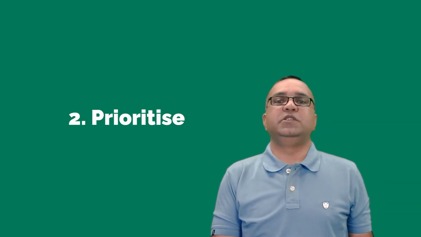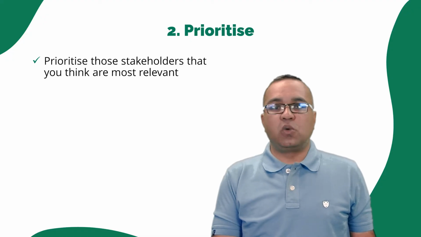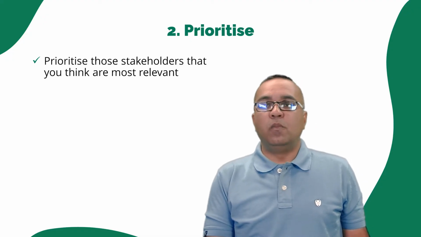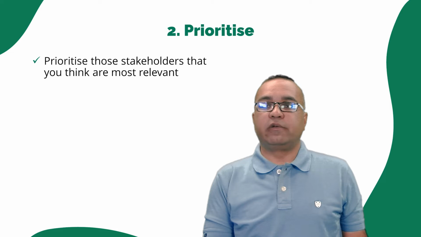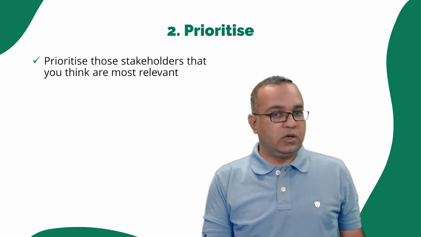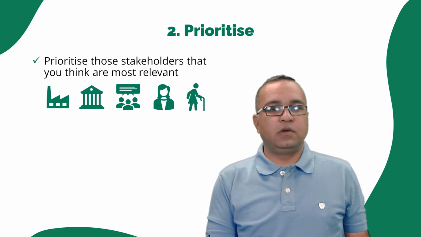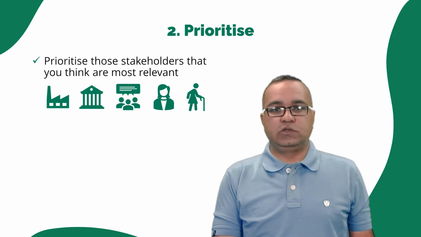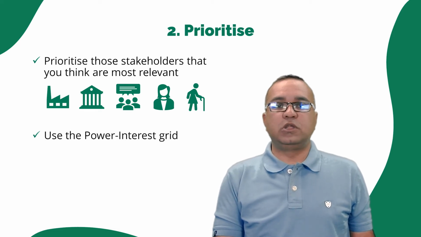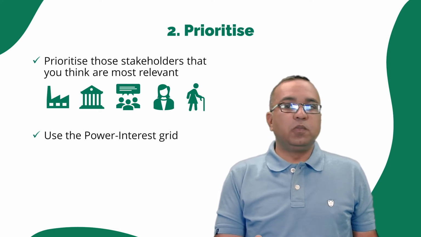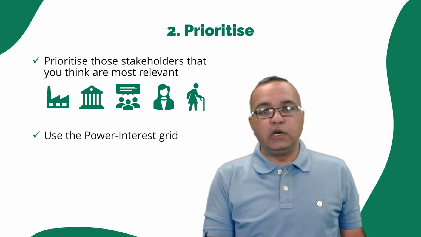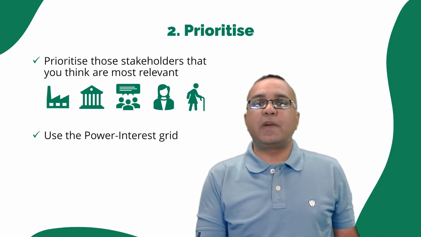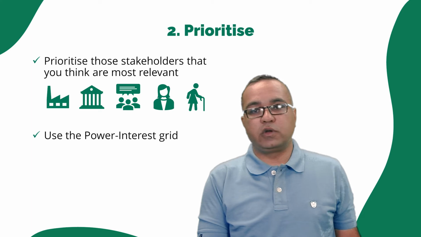Step 2. Prioritize. Prioritize those stakeholders that you would like to know more about and think are most relevant and involved in your project. Select at least 5. We can do this in several ways, one of which is by using the power interest grid. If you plot all your stakeholders in the power interest grid, you can easily determine the most important stakeholders for your case.